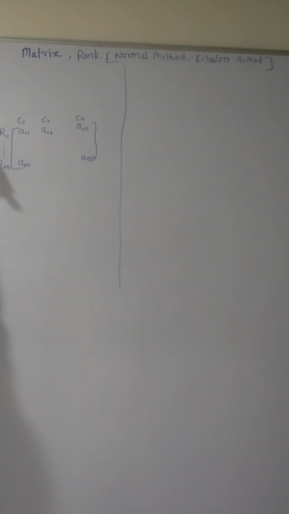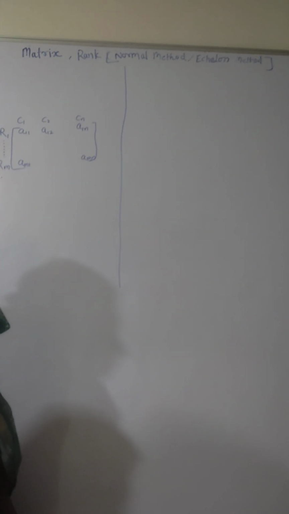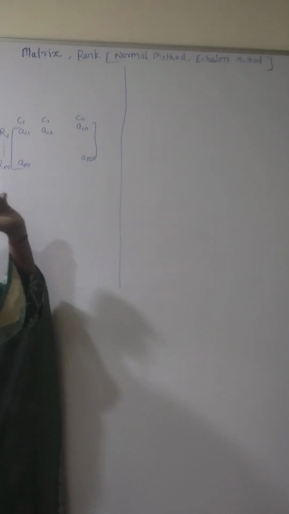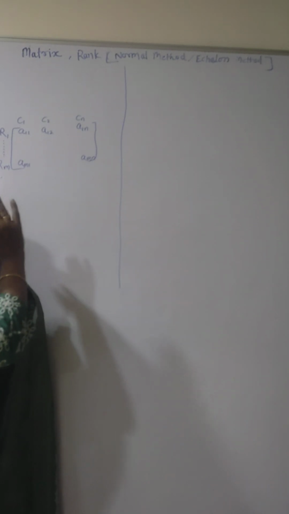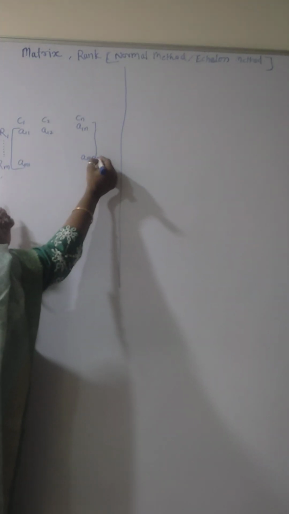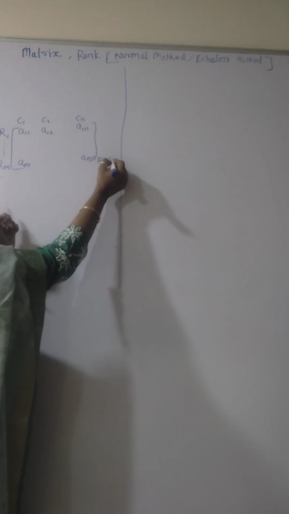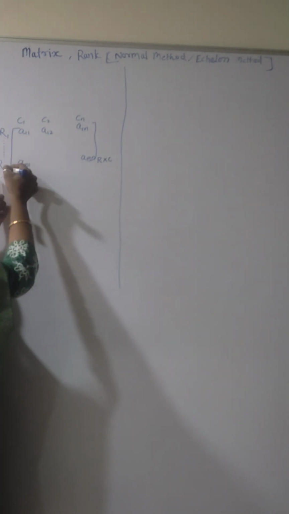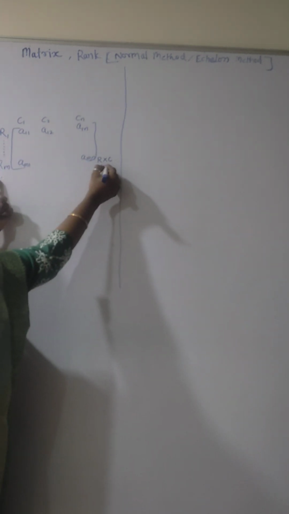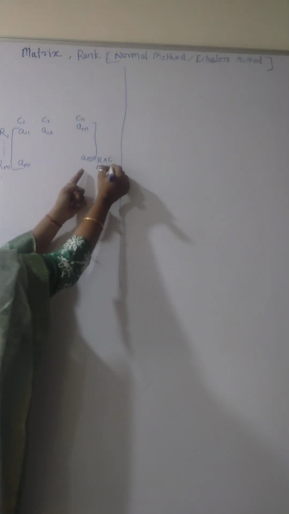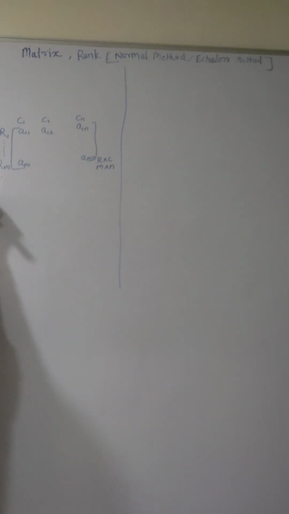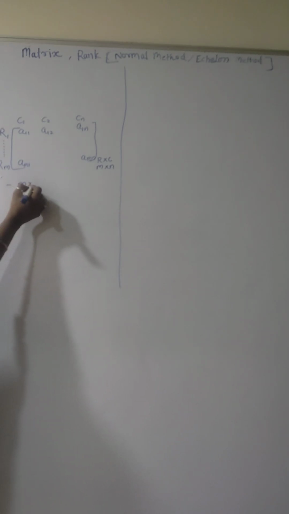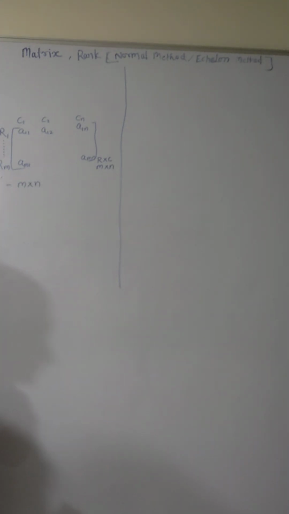Matrices are always denoted by capital letters, capital A, capital B and so on. The main important thing for a matrix is its order. It is always represented as rows into columns. If the number of rows is m and the number of columns is n, then the order of the matrix is m cross n.